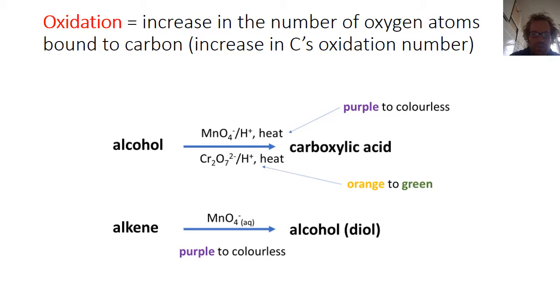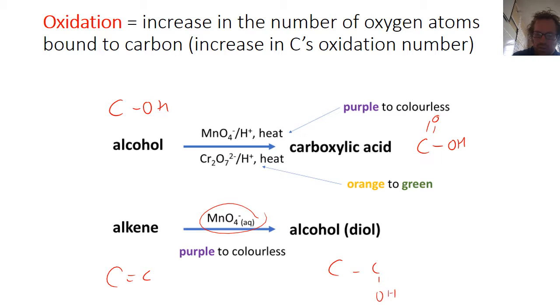Oxidation, that's where we basically detect it by an increasing number of bonds to oxygen. So if we go from the alcohol group to the carboxylic acid, where we add a double bond to the oxygen, we could do that with permanganate, going purple to colourless with heat and acid, or dichromate, going from orange to green with some heat. The other one was when we use aqueous permanganate without acid, and that converts the alkene to an alcohol, but with two alcohols, one on each of the carbons. You'll still see the same change in colour.